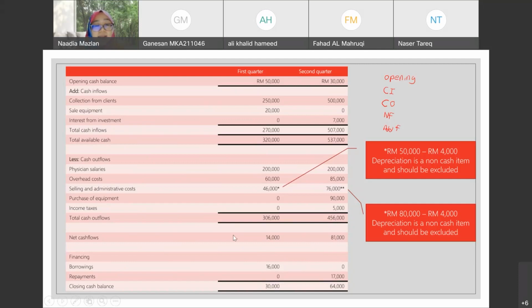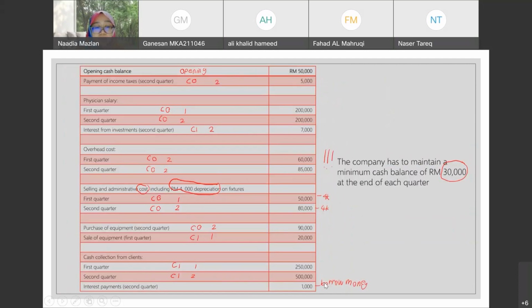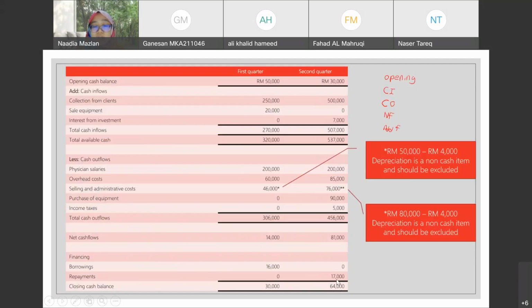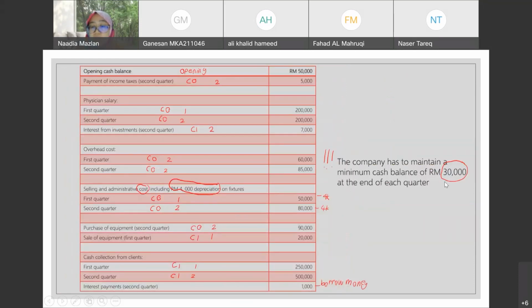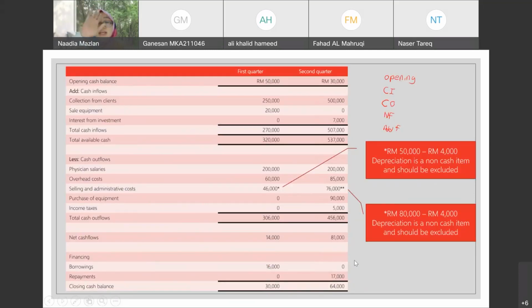However, remember that last quarter you borrowed money, 16,000. So you need to pay it back. And because you borrowed money, you have to pay the interest. So the interest you have to add to your borrowing. So 16 plus 1,000 becomes 17,000. So 81,000 minus 17,000, you still get 64. Does it have enough cash balance? Yes, 30,000. So you don't need to do anything. Enough until here, you can stop.